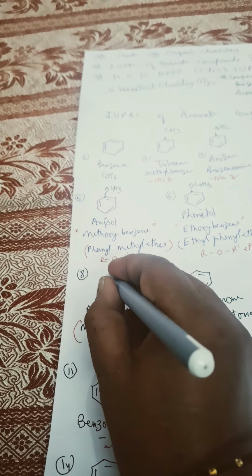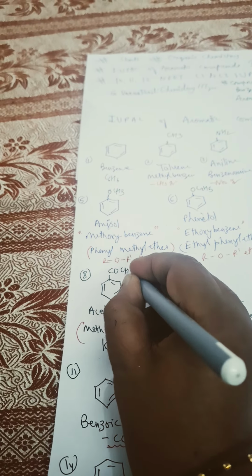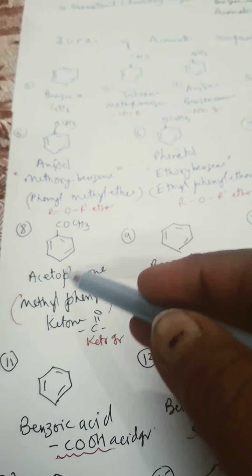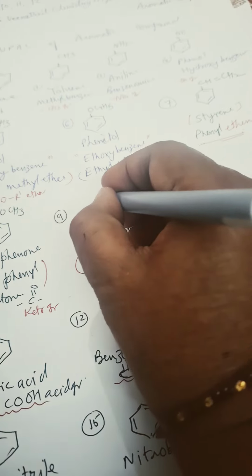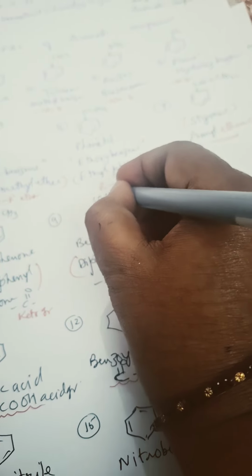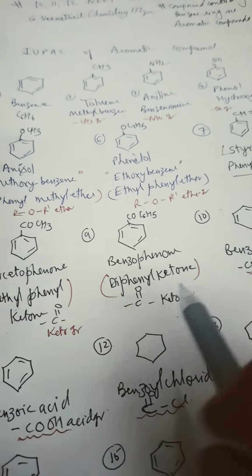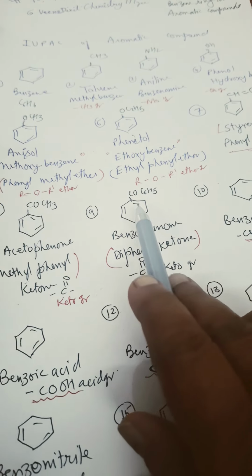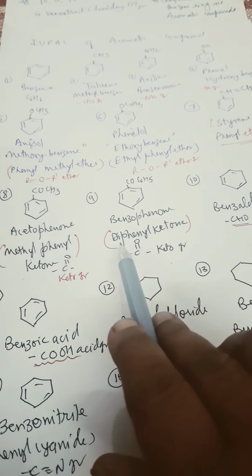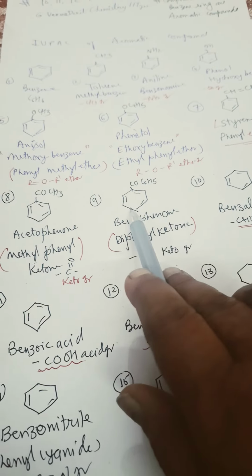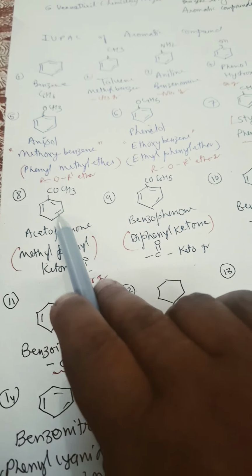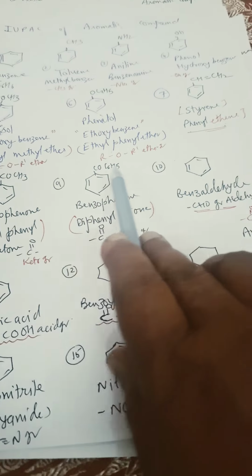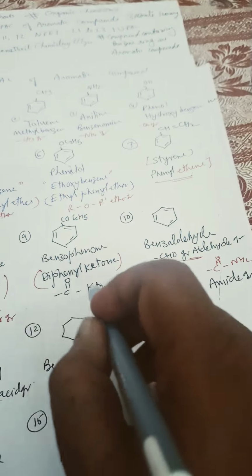For acetophenone, what we have to do? We have to use COCH3. This is a keto group, this is methyl phenyl ketone, so acetophenone. Now if we use here CO and again one benzene ring, or I will write C6H5, here I have written CH3, so it is acetophenone. When C6H5 is there, it will be benzophenone. This is diphenyl ketone. Two phenyl groups are there, diphenyl ketone. And here one phenyl group and one methyl group is there, so it is methyl phenyl ketone. C double bond O keto group is there.